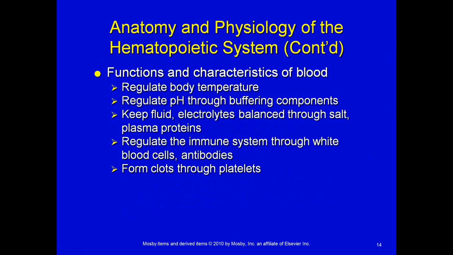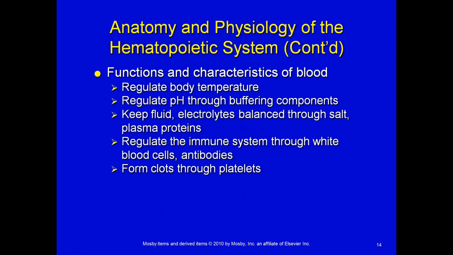Blood helps regulate your body temperature. Certainly when your warm blood is out in the periphery, if your vessels dilate and the blood pours out into the periphery, then you're able to dissipate heat through conduction, convection, radiation, and evaporation of sweat. And when your vessels constrict and that warm blood is shunted to the core, when it's cold outside, it helps maintain your body temperature. So blood helps regulate your body temperature. It helps regulate your pH through buffering components.